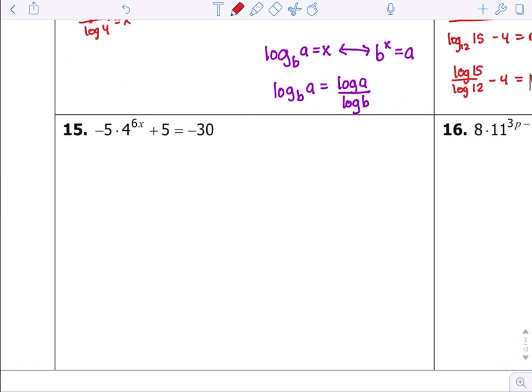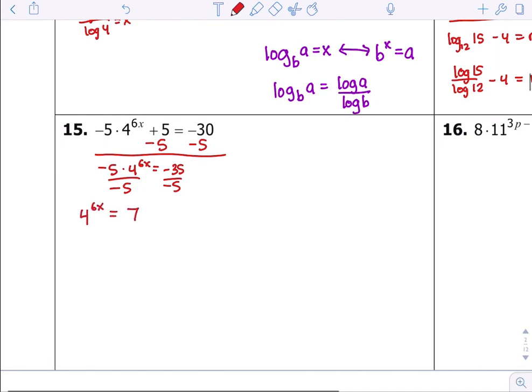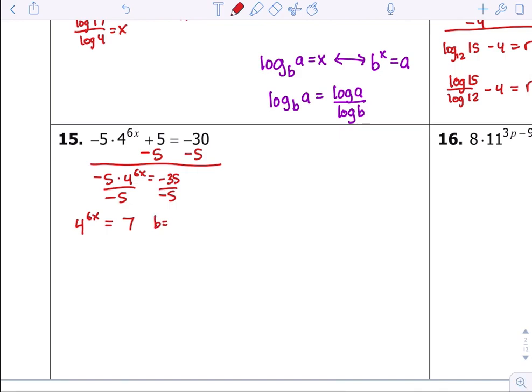Okay, here again you have to isolate this, so that means we need to subtract 5 and then divide by negative 5 in order to get it into exponential form. So subtract 5 from both sides: negative 5 times 4 to the 6x equals negative 35. Divide both sides by negative 5. 4 to the 6x power is equal to 7. Now let's label: b is equal to 4, x is equal to 6x, and a is equal to 7.